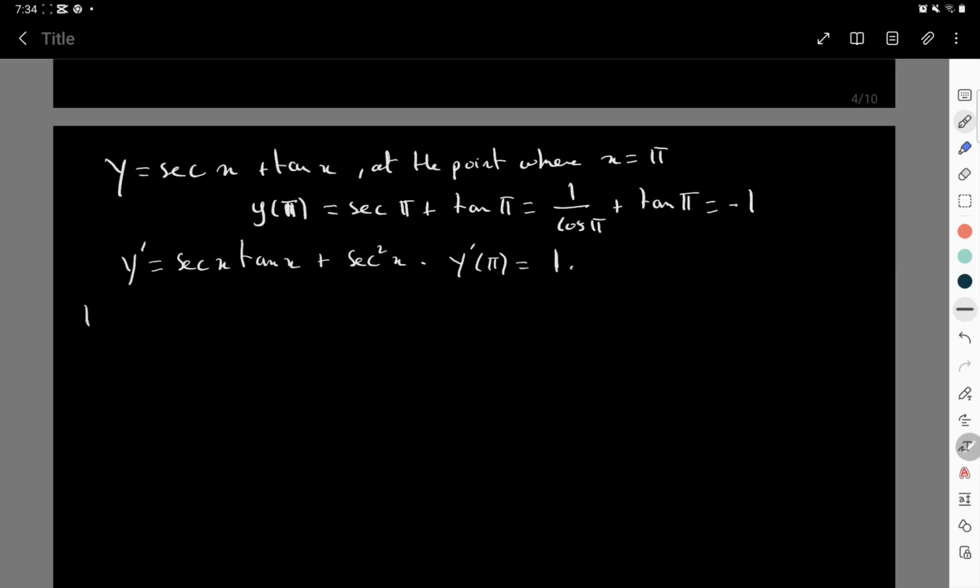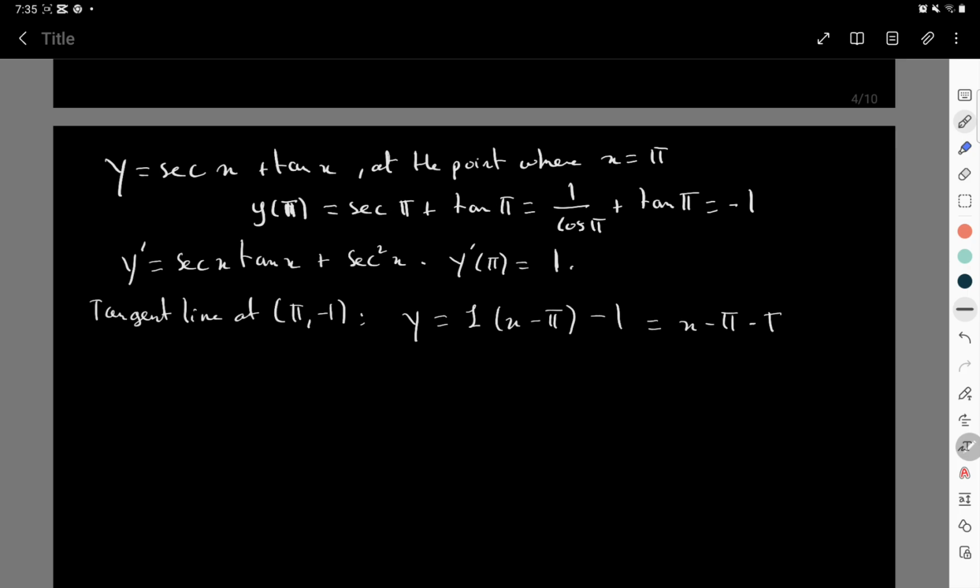Okay, so what is the equation of the tangent line at pi, -1? What is that? This is y is equal to y prime of pi. Well, I mean, let's just replace it immediately. That's fine. 1 times x minus pi minus 1. So what do you get? You get just x minus pi minus 1.